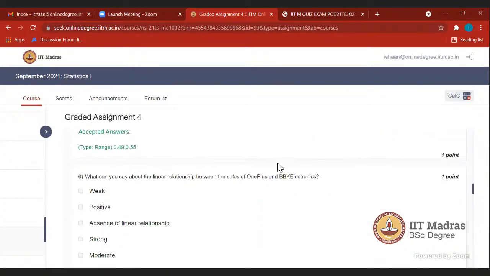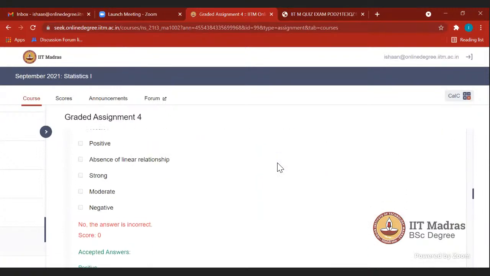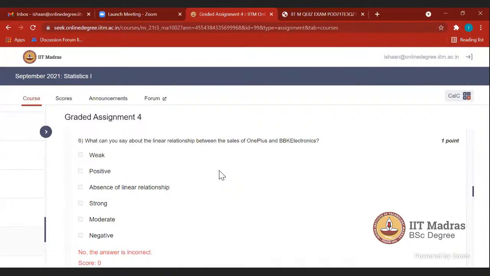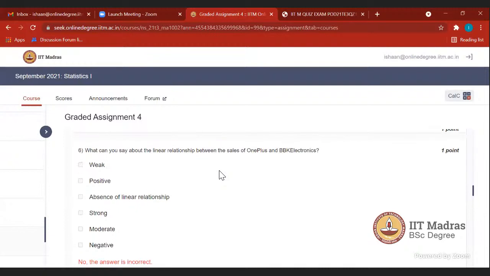Yes, sir. I found the value, but the answer says it is an absence of linear relationship. The value should be less than 0.25 in that case. But sir, it is weak since it is less than 0.25. Then it's absence of linear relationship. So we consider below 0.25 as absence of linear relationship. Right? 0 to 0.25 we consider absence, 0.25 to 0.5 weak, and moderate from 0.5 to 0.75, and strong afterwards. Okay, sir. Thank you, sir.